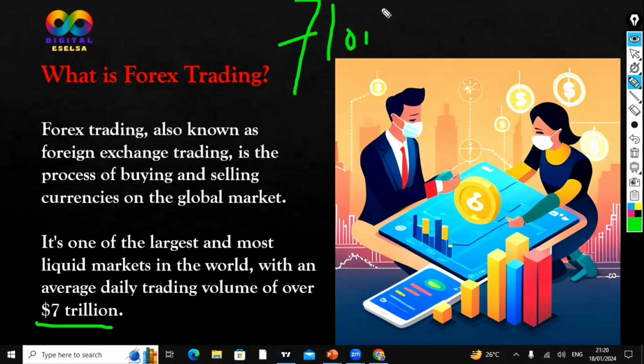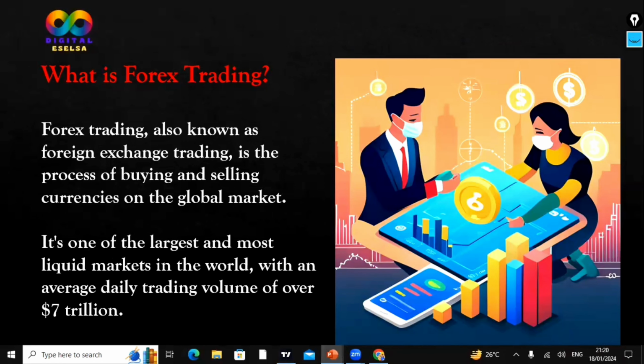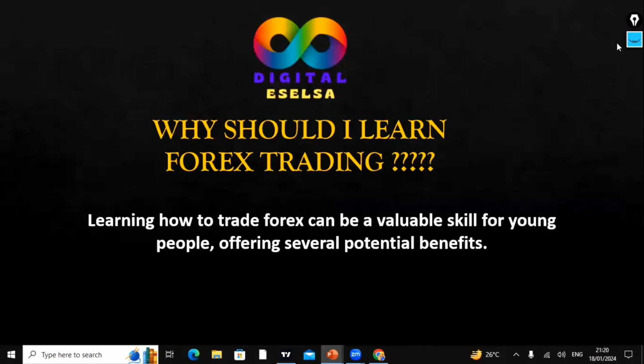So why won't every young person learn this skill so that you'll be able to participate in this market and make small amounts of money for yourself daily from this $7 trillion that is floating in this market on a daily basis? So why should I learn Forex? Somebody will ask me, why should I learn Forex? And I will tell the person that the question is, why shouldn't you learn how to trade Forex?